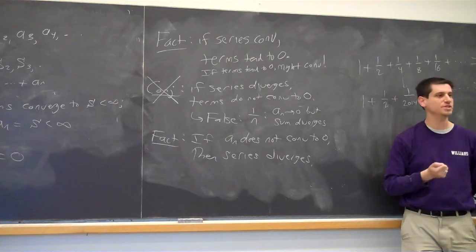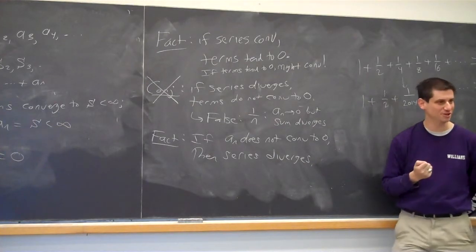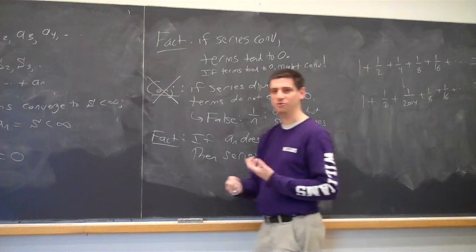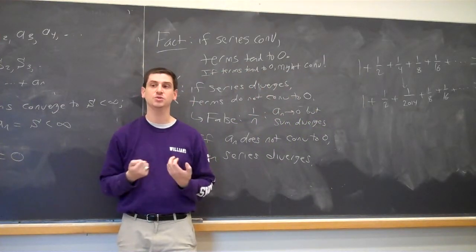So when I give you a series on an exam, what do you think will be true about the a_n? They will converge to 0. Almost surely they'll converge to 0. Maybe I'll try to put in one problem where the a_n don't converge to 0. But most of the time the a_n will go to 0.